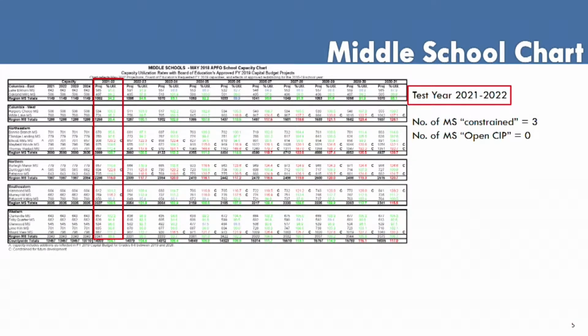Above you is the 2018 middle schools chart. It, like its elementary school companion, shows the effects of redistricting from November 2017. I also failed to mention that it is a result of the board's requested FY 2019 capacities and includes the 2017 projections. So it's all 4 of those factors combined to make the capacity chart before you. For the 2018 APFO school capacity chart, 3 middle schools are constrained.